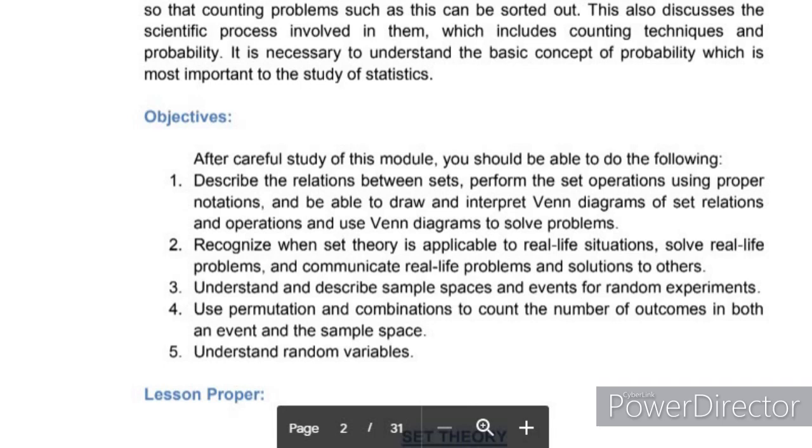Number 2, recognize when set theory is applicable to real-life situations, solve real-life problems, and communicate real-life problems and solutions to others. Number 3, understand and describe sample spaces and events for random experiments. Number 4, use permutations and combinations to count the number of outcomes in both an event and the sample space. And lastly, number 5, understand random variables.